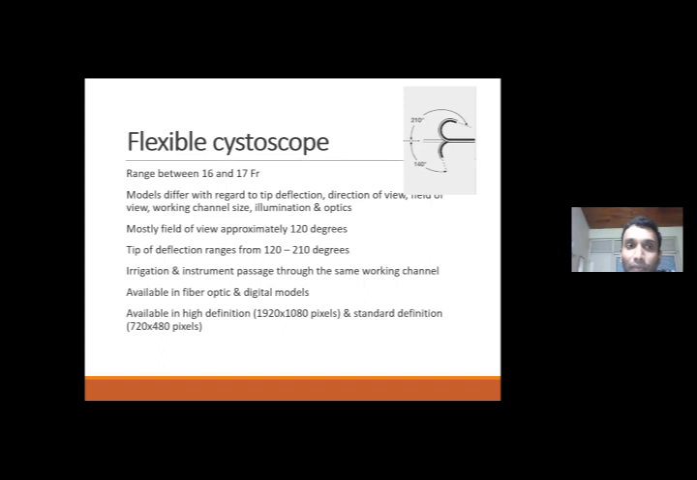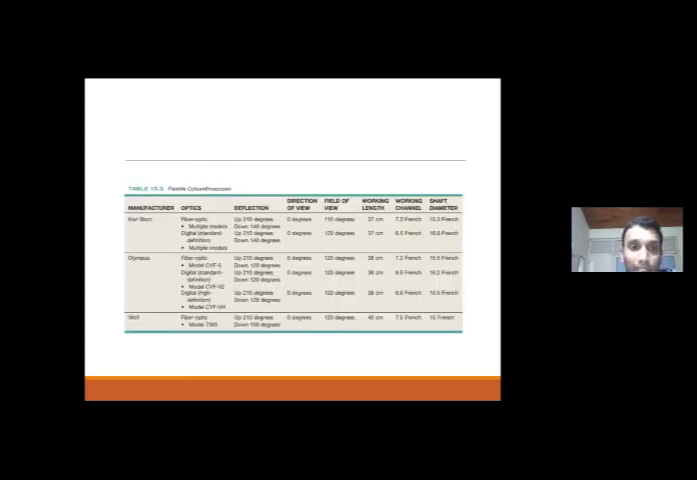The flexible cystoscope ranges between 16 and 17 French gauge, and the models differ with regard to tip deflection, direction of view, working channel size, illumination, and optics. Mostly the field of view is approximately 120 degrees, and the tip deflection ranges from 120 to 220 degrees, 210 degrees in a single plane, and the irrigation and instruments pass through the same working channel. They are available in fiber optic and digital models, and also in high definition and standard definition. Again, there are various types of flexible cystoscopes from Karl Storz, Olympus, and Wolf.